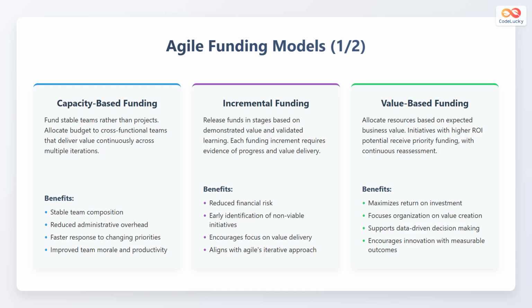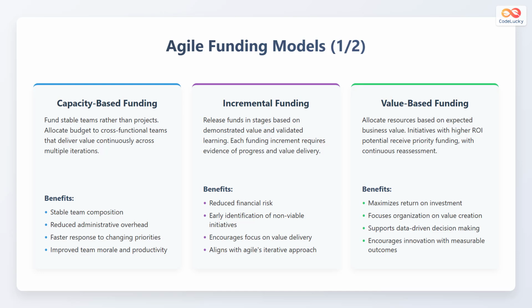The second model is incremental funding. Here, funds are released in stages based on demonstrated value and validated learning, with each increment requiring proof of progress and value delivery. This reduces financial risk, allows for early identification of non-viable initiatives, encourages a focus on value delivery, and aligns with Agile's iterative approach.